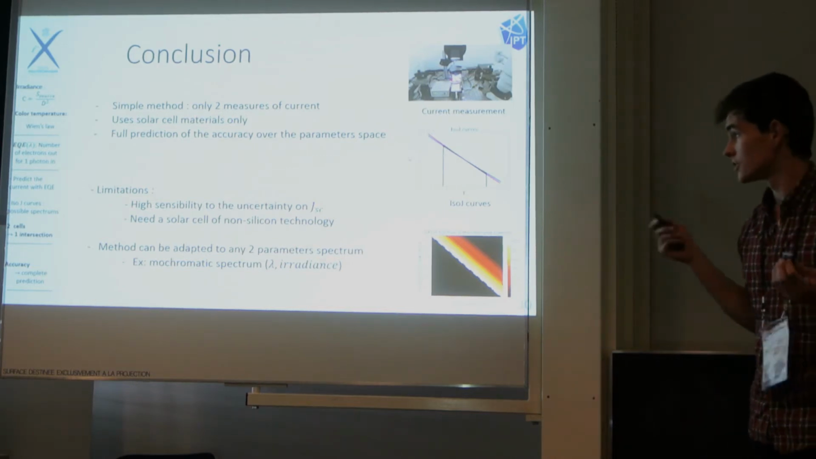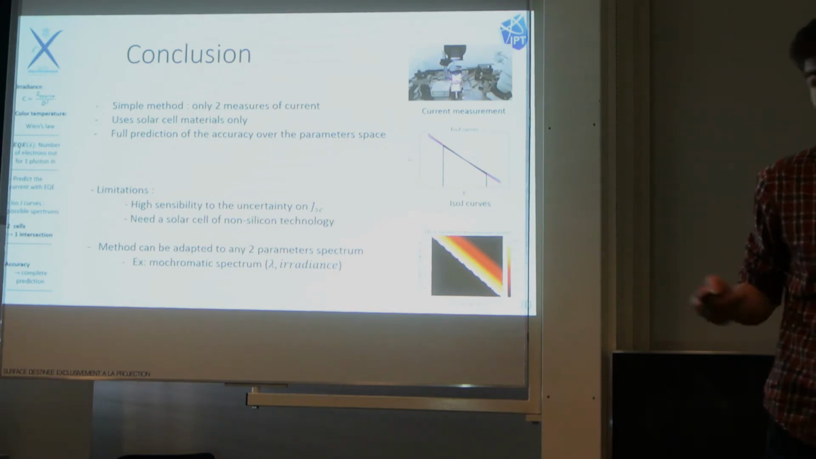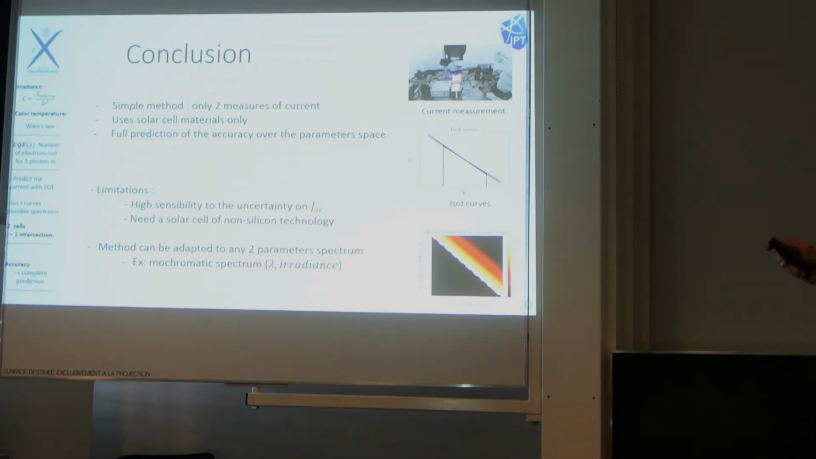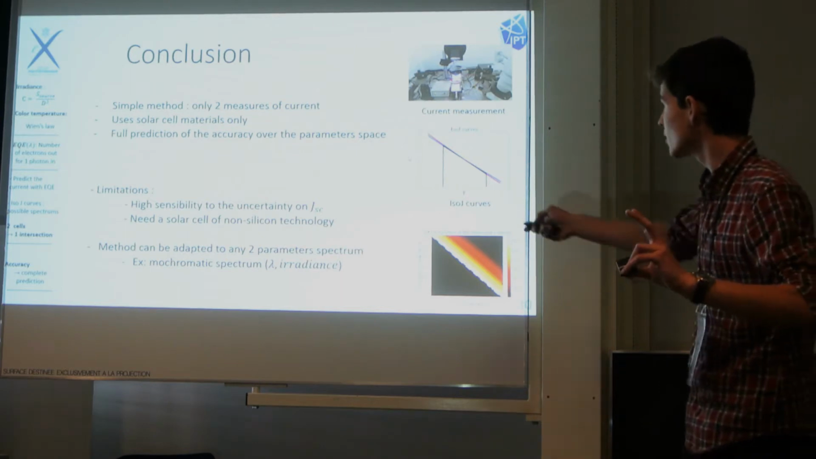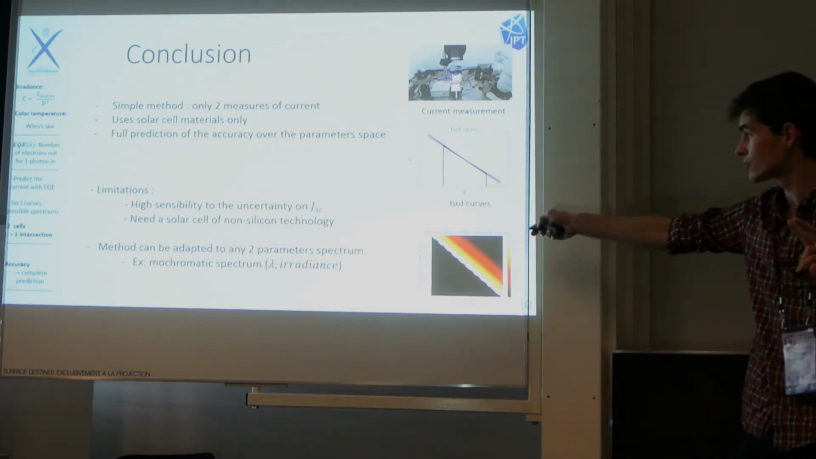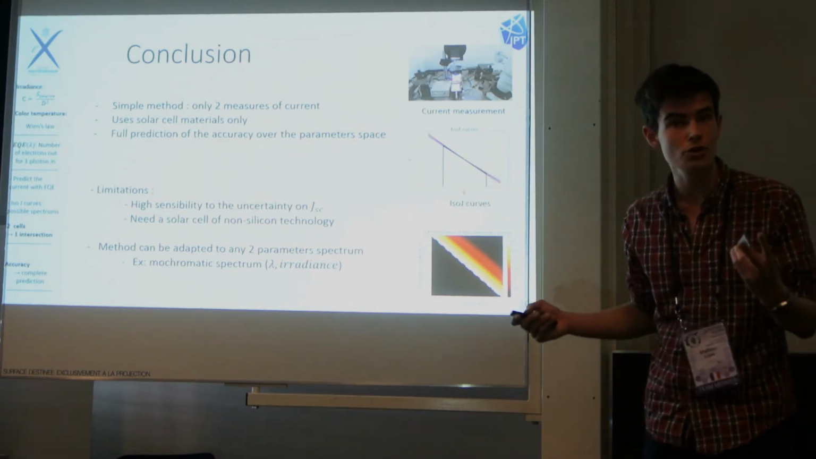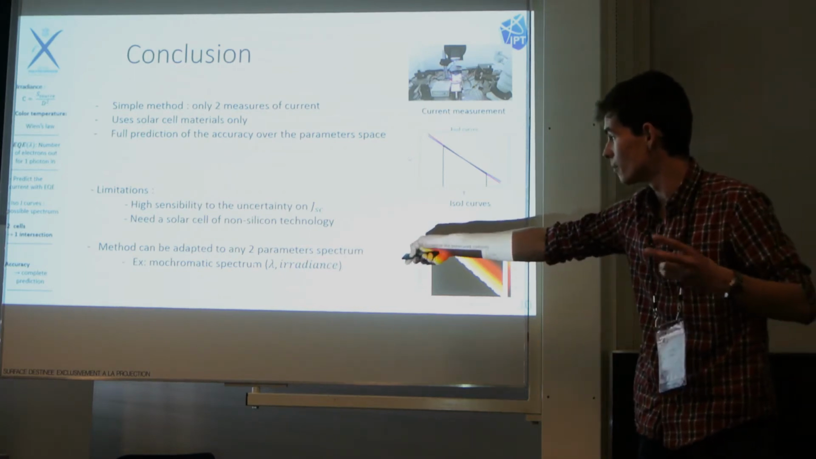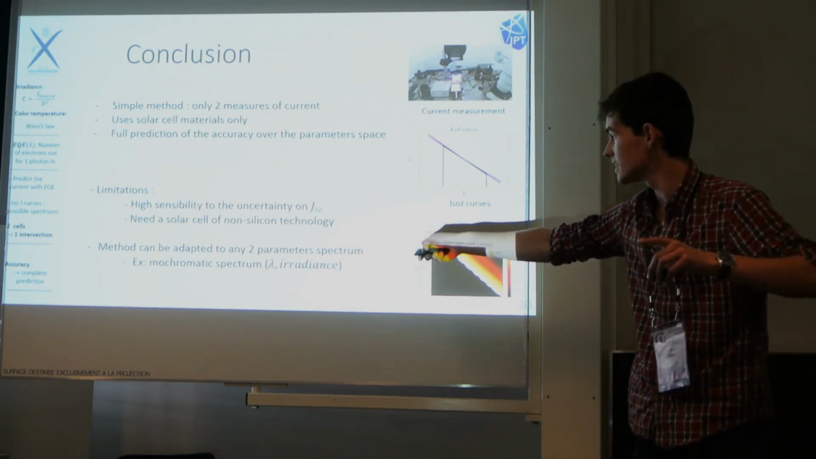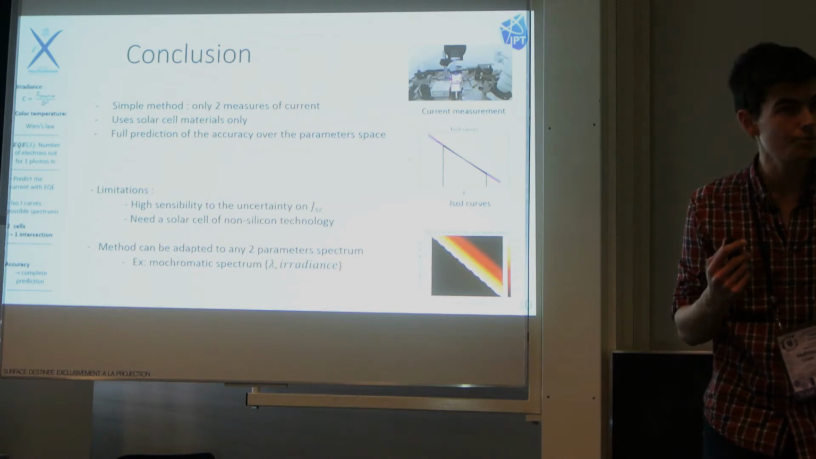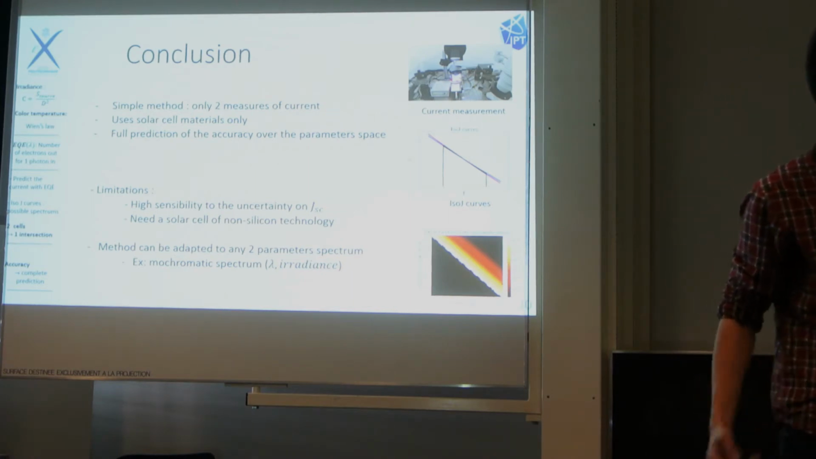So these are the limitations. And what's interesting is that our method can be adapted to any two-parameter spectrum. Here we had irradiance and color temperature, but we can do this, for example, for a monochromatic spectrum with its resonant frequency, lambda, and its irradiance. So any two spectrum parameters can be measured with our method.